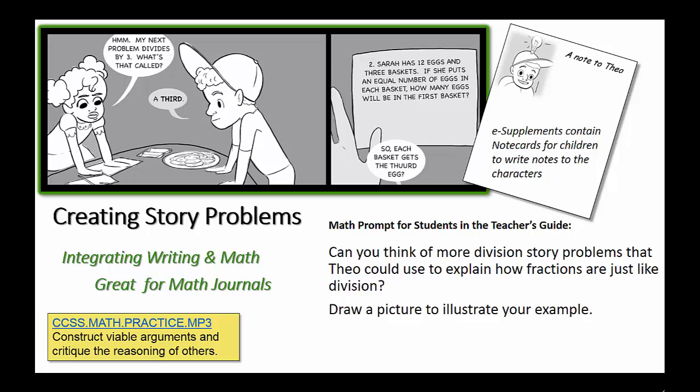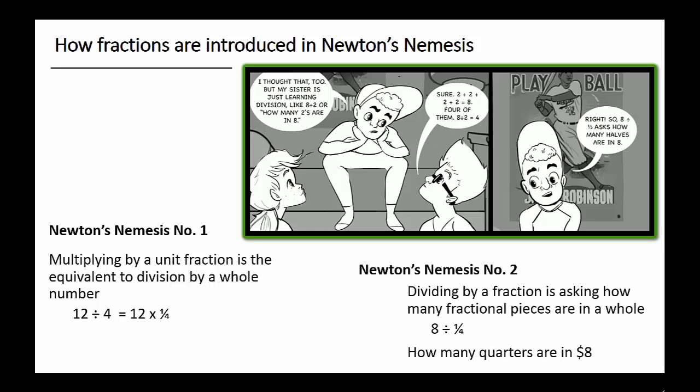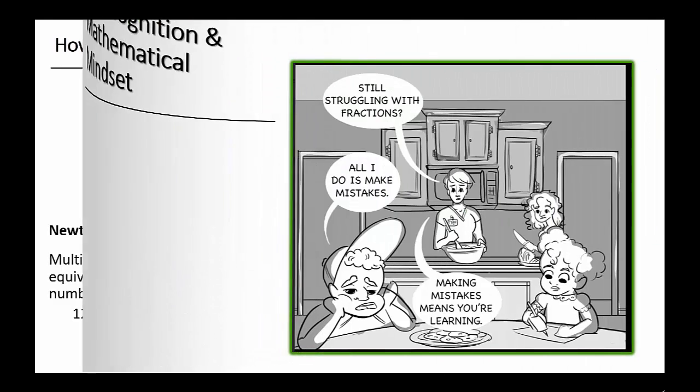If you decide to have your children write and exchange their story problems, they can also critique each other's work, giving them practice in constructing arguments or critiquing the reasoning of others. In the first issue of Newton's Nemesis, students can create story problems that connect whole number division to fraction multiplication. In the second, they'll create problems using the measurement model of division as they determine how many fractions are in each whole number.